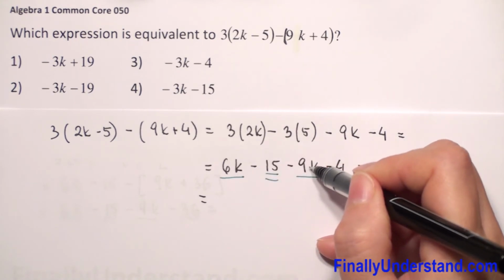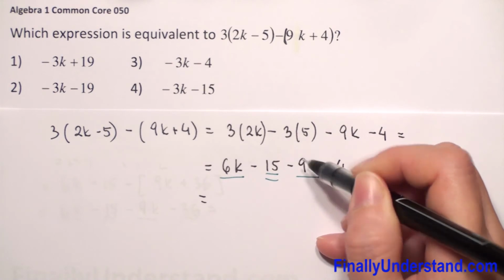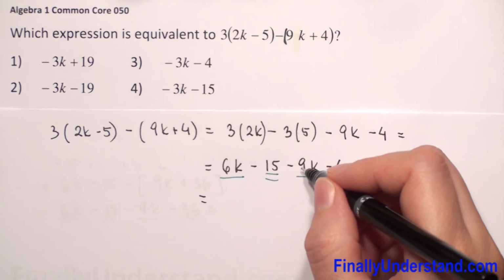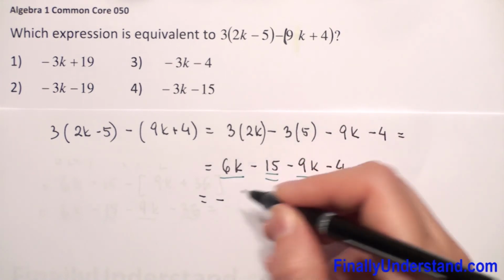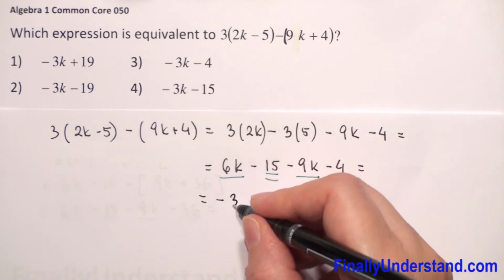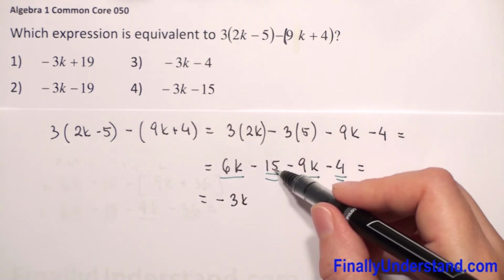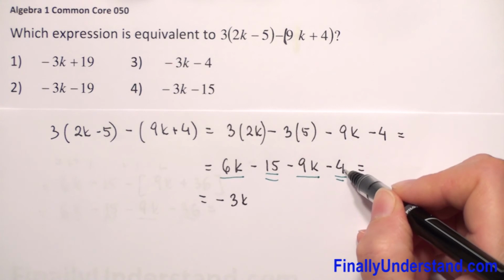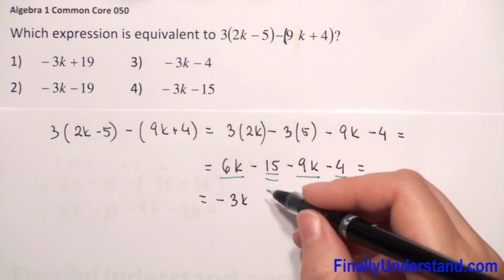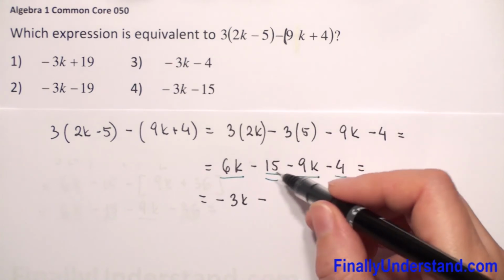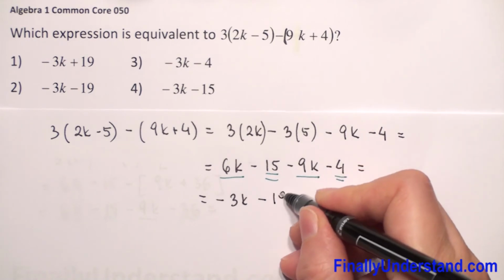6k and negative 9k, we have to copy the sign of the larger number. So negative, and 9 minus 6 is 3. K we copy. Negative 15 and negative 4. Both numbers are negative, so we copy the negative sign. 15 plus 4 is 19.